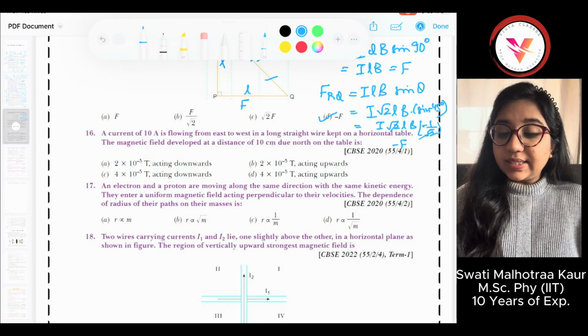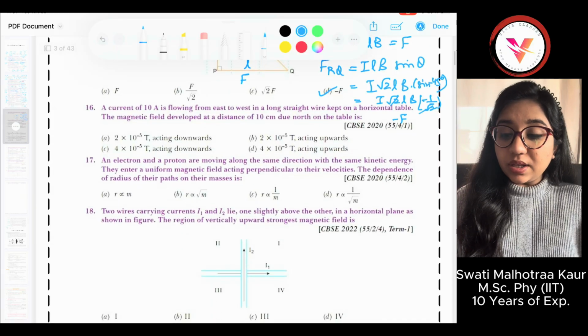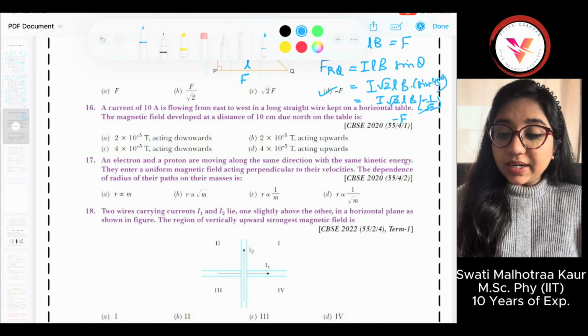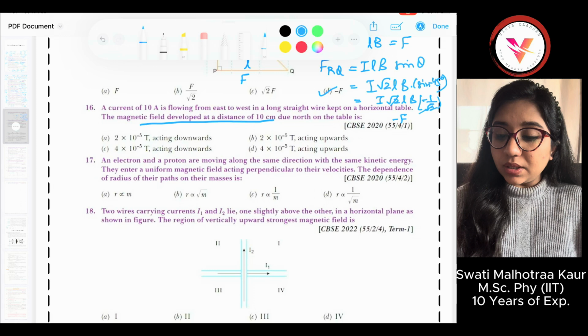Okay, students. So the next thing is, a current of 10 ampere is flowing from east to west in a long straight wire kept on a horizontal table. The magnetic field developed at a distance of 10 centimeter from north on the table is.